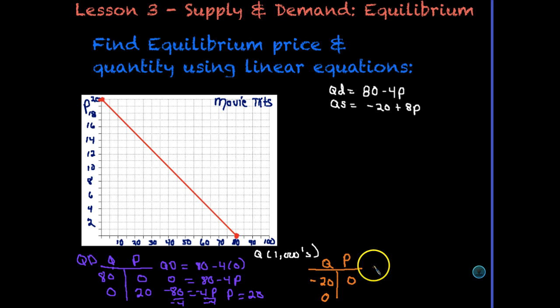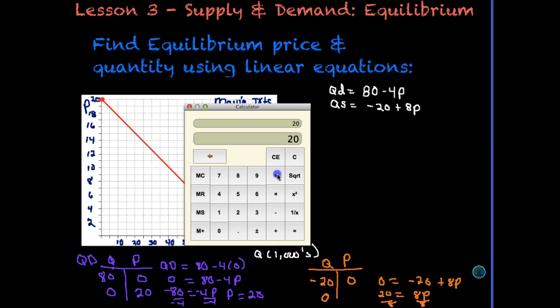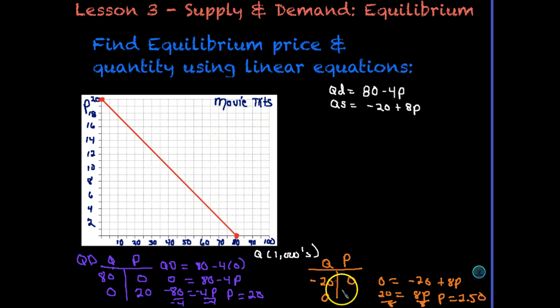Let's go ahead and try the other intercept. So let's put a 0 in here for quantity supplied, and then let's check our price. So we have 0 equals negative 20 plus 8p. We would add 20 to the other side. And if we divided both sides by 8, then we could find out that 20 divided by 8 is approximately $2.50. All right, we can use that here. So now we have a point: when the quantity is 0, then we have $2.50 right here for our price.